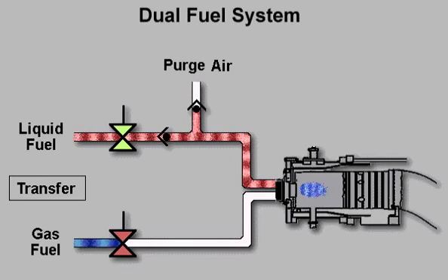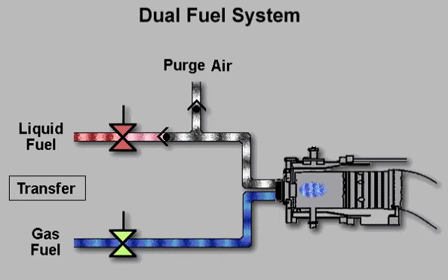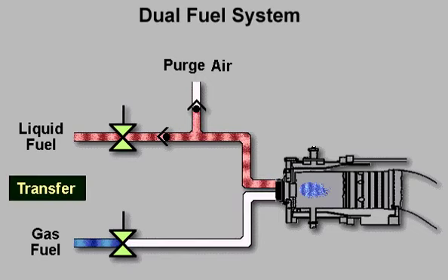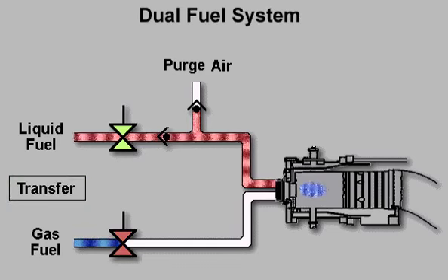Some turbines are designed to operate on either liquid fuel or gas fuel or both. This is known as a dual fuel system. In order to change the type of fuel the turbine is operating on, the control system initiates a fuel transfer. Let's say that the turbine is operating on liquid fuel.